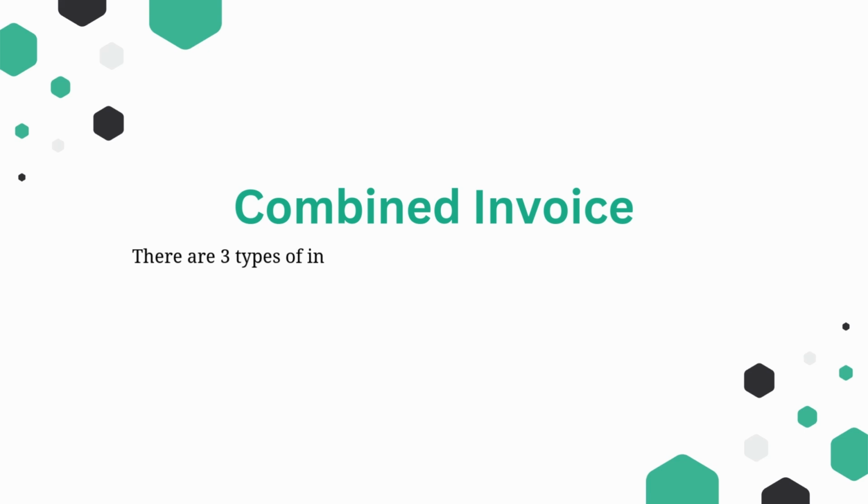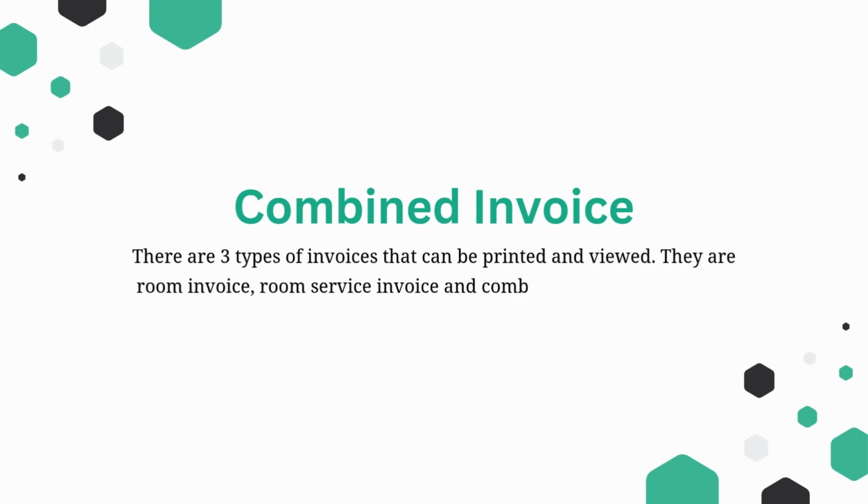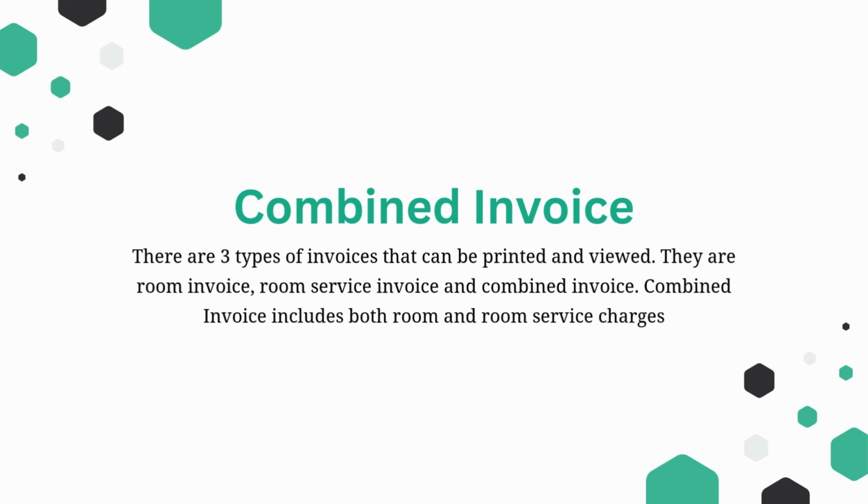There are three types of invoices that can be printed and viewed. They are room invoice, room service invoice, and combined invoice. Combined invoice includes both room and room service charges.